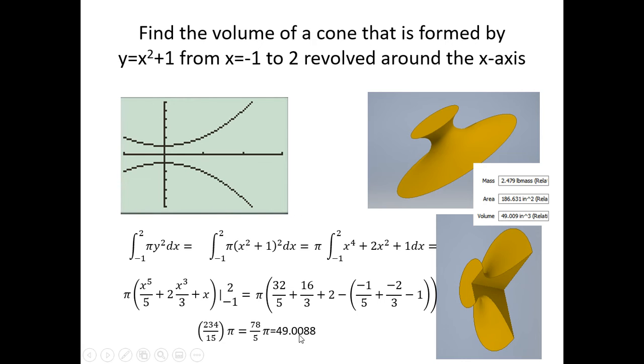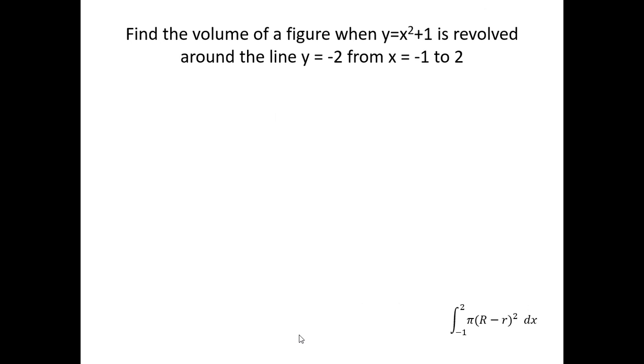49.0088 is the calculated value. You had to use a calculator to get that. Okay, so that's how you revolve around the x-axis there. Just remember, your radius is like a y because it goes up and down to be able to go through. Let's go a little bit harder.